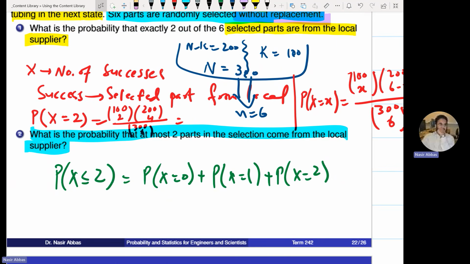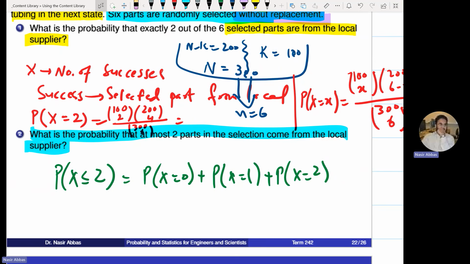Yes. Capital N, small n. What is the meaning? Small n is the number of people I'm selecting from the class. Capital N is the total number of people in the class. The K is the number of successes. No, the number of successes is x. That's the random variable. The K is the number of successes in my population: the total number of mechanical engineering students in this class, or the total number of parts from the local supplier in my whole population of 300.